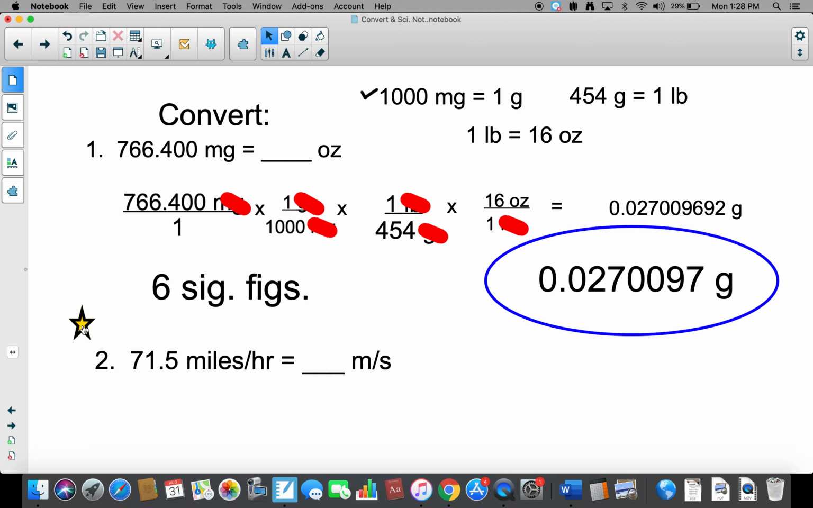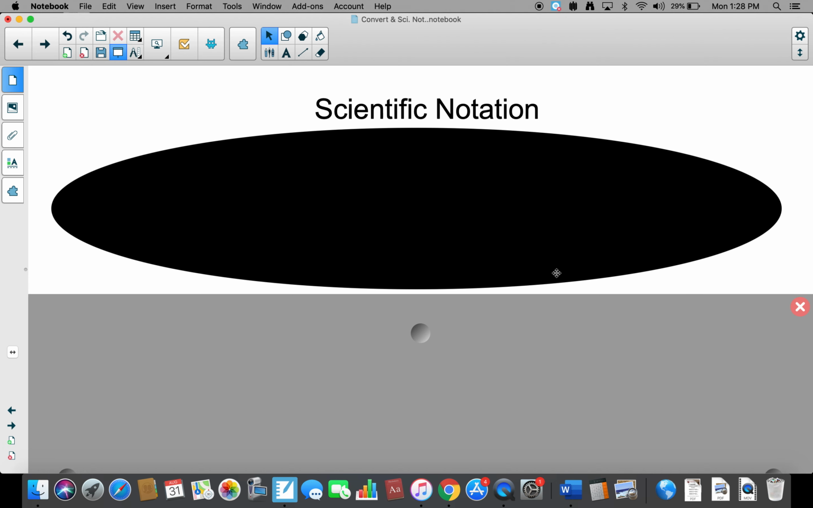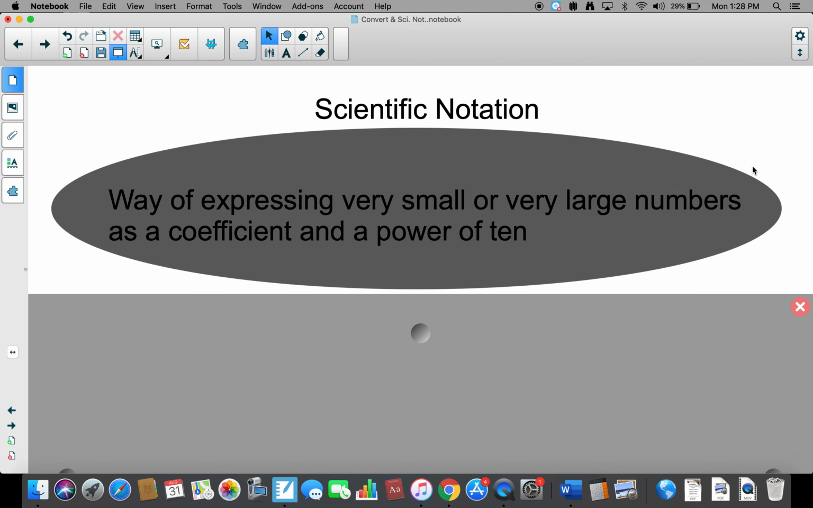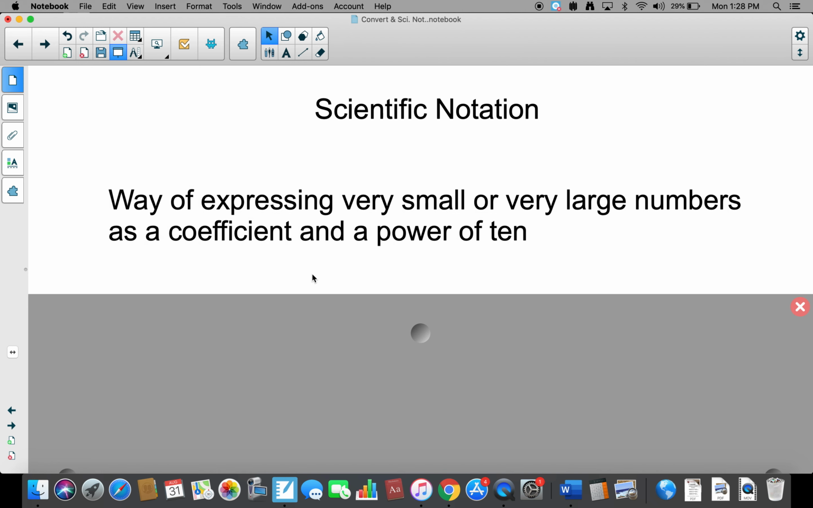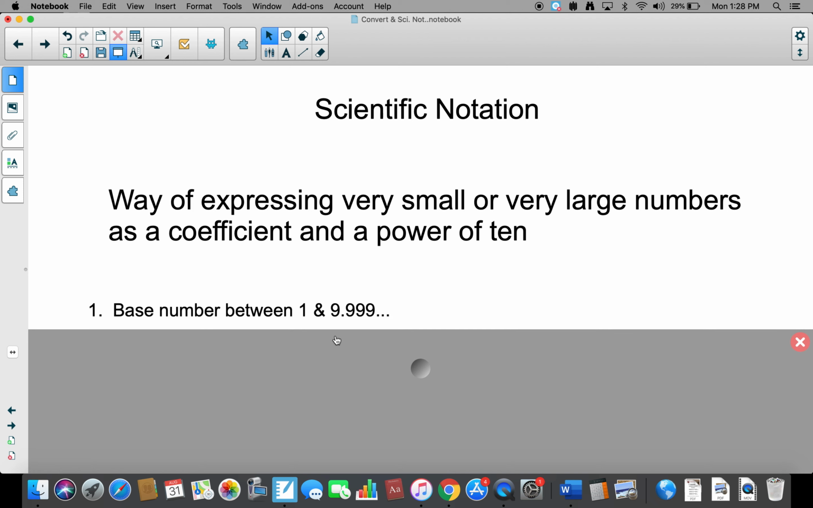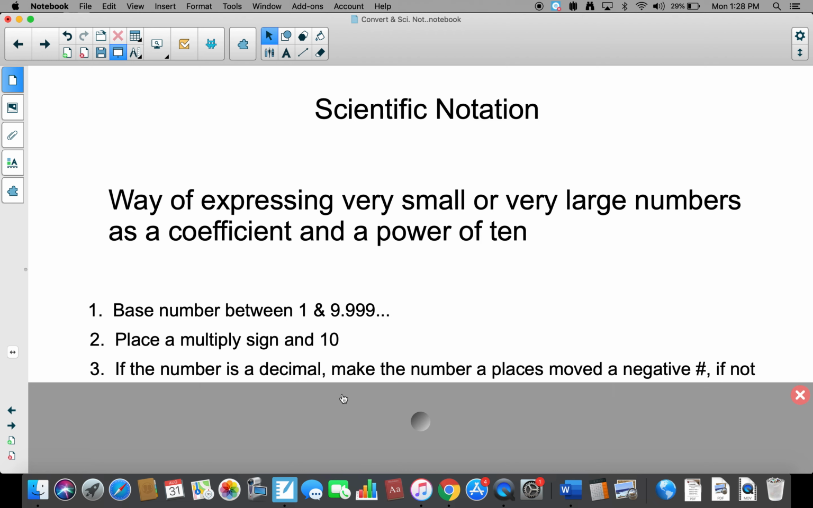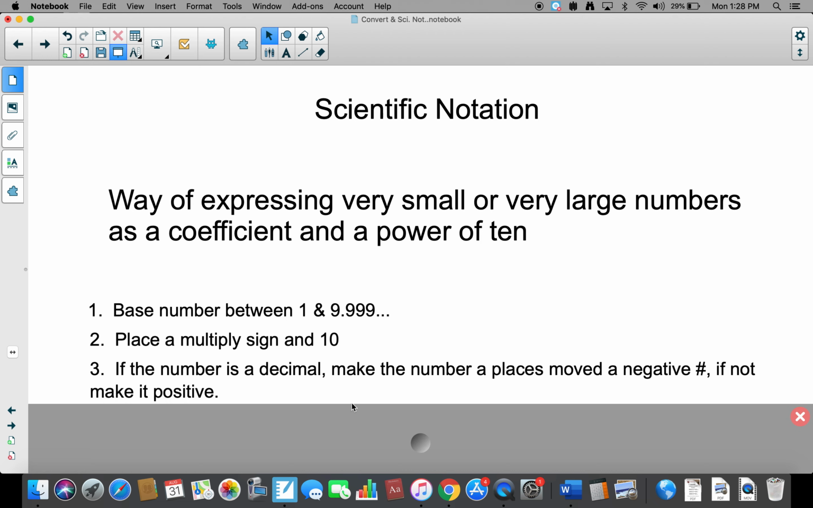Now, we're going to go from there to something called scientific notation. Scientific notation is defined as a way of expressing a very large or very small number as a coefficient in a power of 10. Now the steps. First of all, you want to take a base number between 1 and 9.999. It can't be 10, can't be 2 decimals. Place a multiplication sign and 10. If the number is a decimal, make the number of places moved negative. If it's a number greater than 10, make it positive.